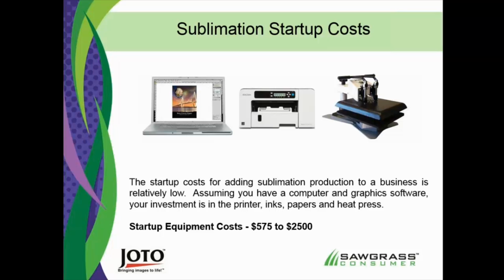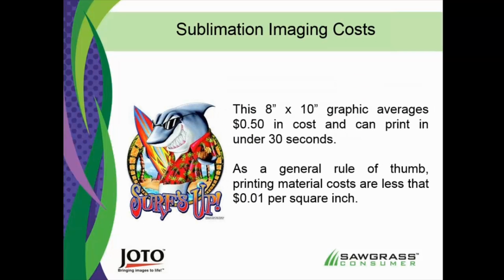But I'll tell you, most people start out with a Ricoh 3110, and if you have a heat press, you're getting into it for a very low startup cost. There is no specialized software. You're just going to use CorelDRAW, Photoshop, or Illustrator, pretty much. What about imaging? This 8-inch by 10-inch graphic averages about 50 cents in cost and can print in under 30 seconds on a Ricoh 3110. As a general rule of thumb, we reference the ink cost at a penny per square inch. Okay, we do have printers that are cheaper than a penny per square inch, but it's just a nice simple rule of thumb.